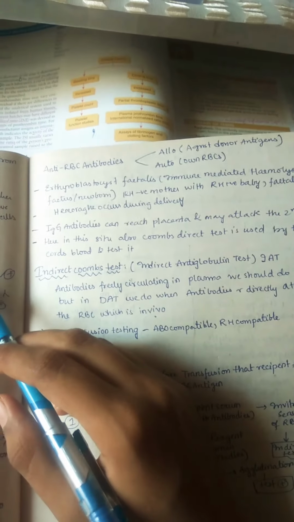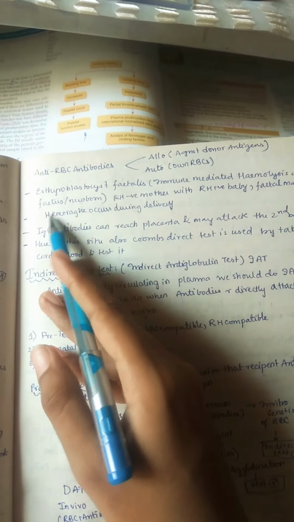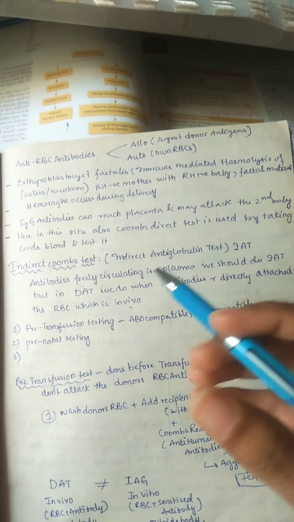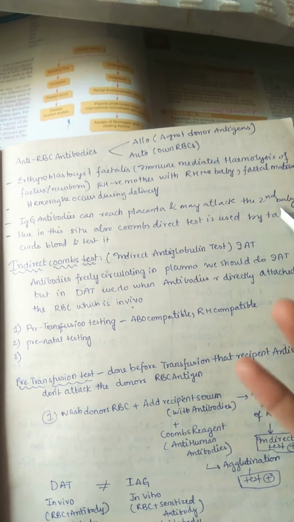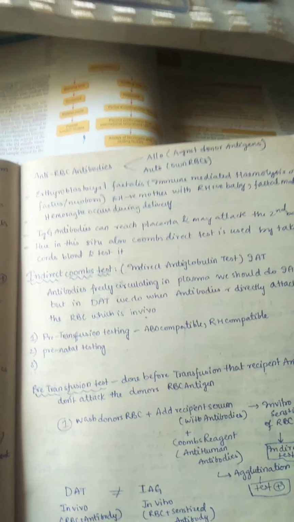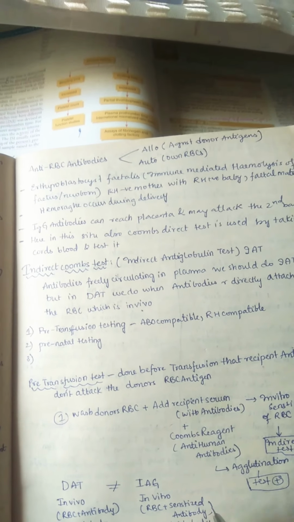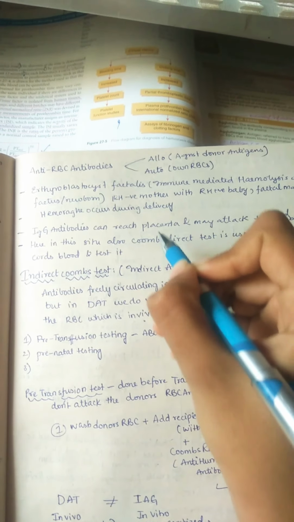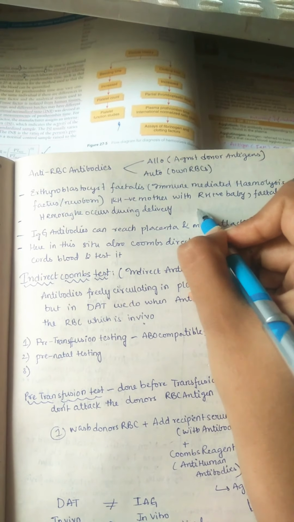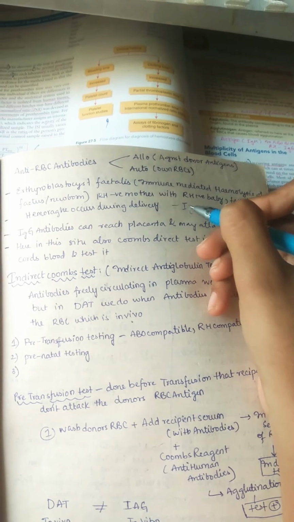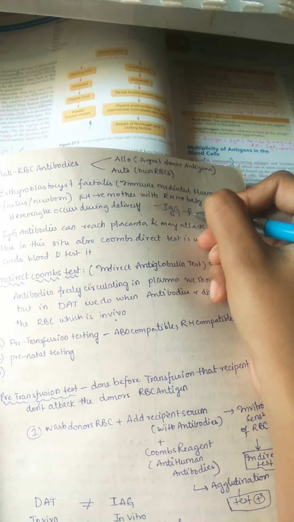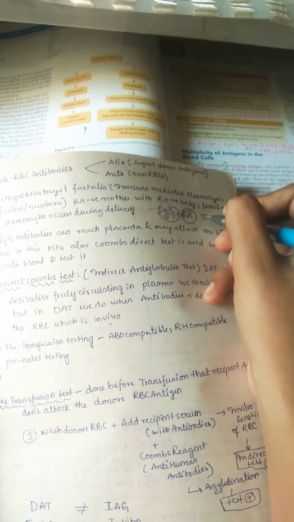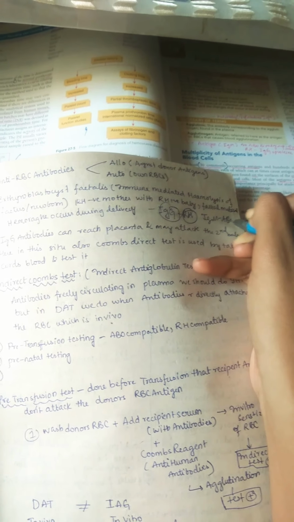Erythroblastosis fetalis, or immune-mediated hemolysis of the fetus or newborn. Here we have an Rh negative mother with an Rh positive baby. The fetal-maternal hemorrhage occurs during delivery, when some of the blood mixes between the mother and fetus. Now the IgG antibodies can reach the placenta. In this case we are talking about IgG, and whenever we talk about IgG, we are mainly talking about the Rh blood group system, right? Whenever we say IgM, it is always related to the ABO blood group system.